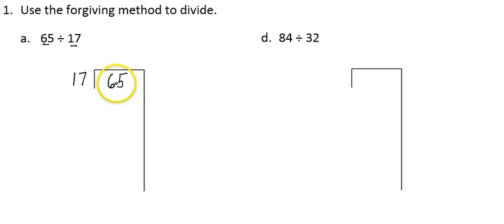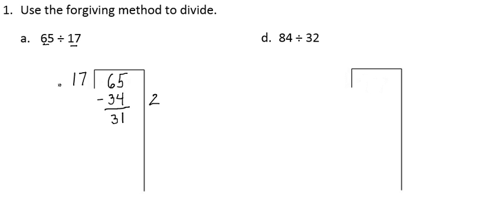Some students might start with taking one group at a time out of 65. If I can do mental math, I could probably think of 17 times 2. I know that 2 times 10 is 20, and 2 times 7 is 14. So 2 times 17 is 34. I'm just going to start there. I'm going to take 2 groups of 17 out of 65. I do my subtraction. 5 minus 4 is 1. 6 minus 3 is 3.